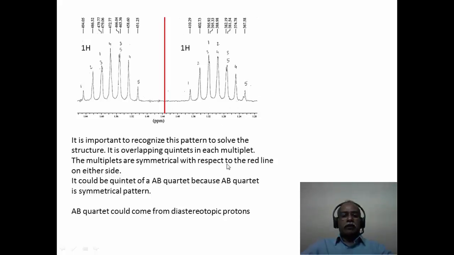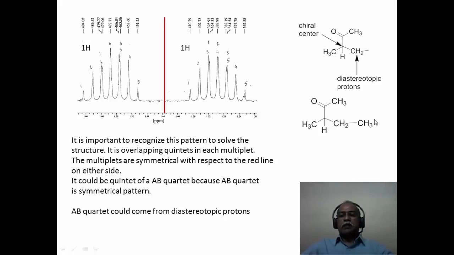So what would have happened is, it's possible that there was an AB quartet, and the AB quartet is further split into a quintet by means of a coupling between the two hydrogens first. The AB quartet comes from a diastereotopic type of hydrogen. For example, in this fragment which we have already identified, this carbon is a chiral carbon. So this CH2 here is a diastereotopic hydrogen no matter what group you attach in this position. Because this is a diastereotopic hydrogen, it would appear as a symmetrical AB pattern. If it is further split into a quintet, then the structure must be like this.